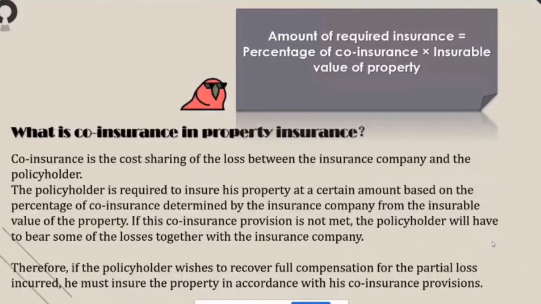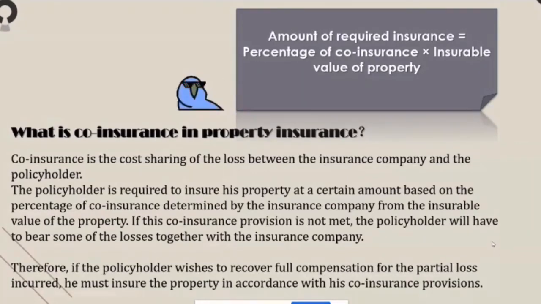Now, I would like to introduce what co-insurance is in property insurance. The formula is shown as above. Co-insurance is the cost sharing of loss between the insurance companies and the policyholder. The policyholder is required to insure his properties at a certain amount based on the percentage of co-insurance determined by the insurance companies from the insurable value of the property.